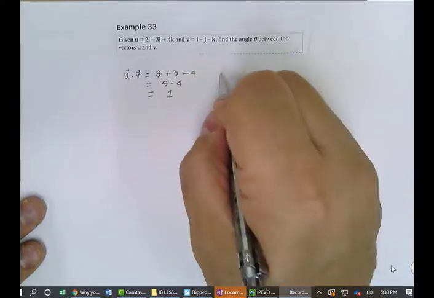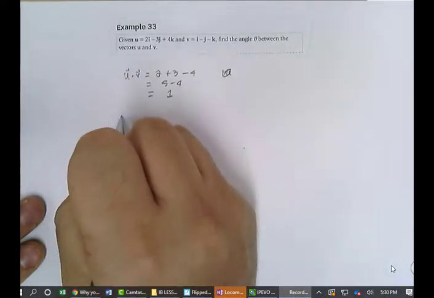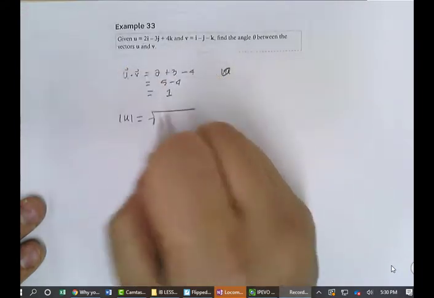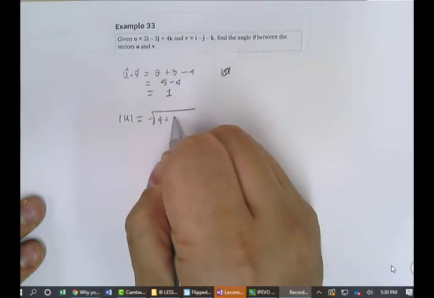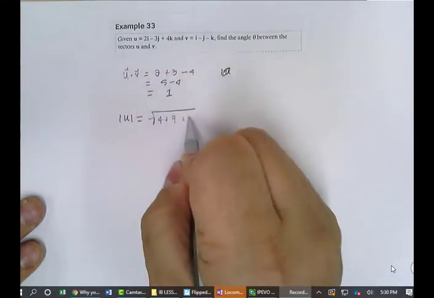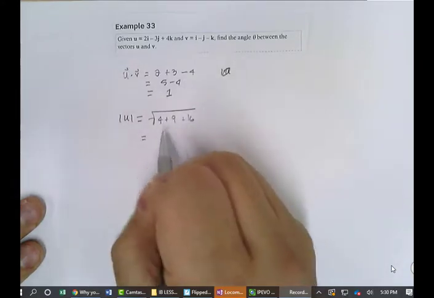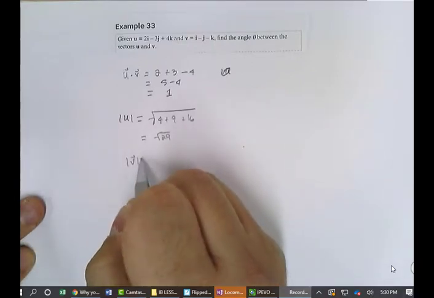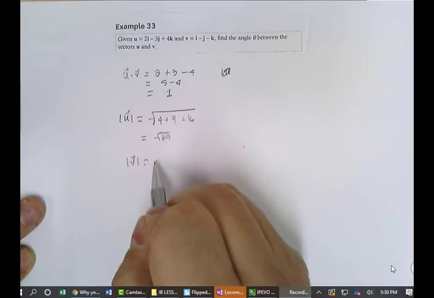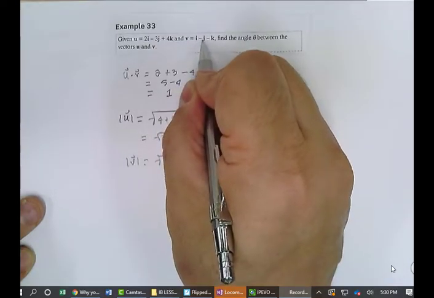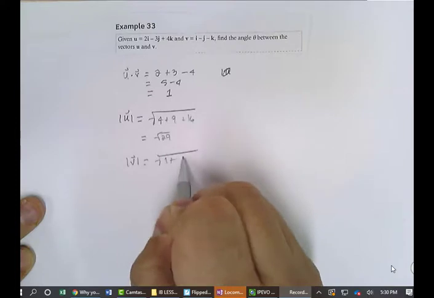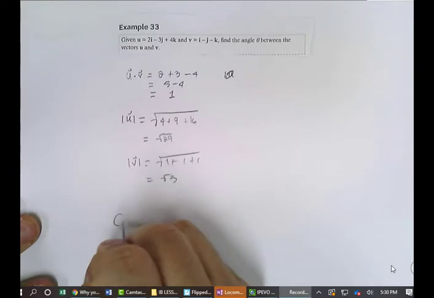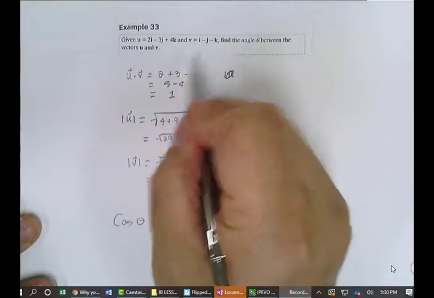And then I can find the magnitude of u. I'm going to write it down here. The magnitude of u is going to be the square root of 2 squared, which is 4, negative 3 squared, which is 9, and 4 squared, which is 16. This is going to come out to the square root of 29. And then the magnitude of vector v is going to be the square root of 1 squared plus negative 1 squared, which is 1, plus negative 1 squared, which is 1, so basically 1 plus 1 plus 1, which is root 3.